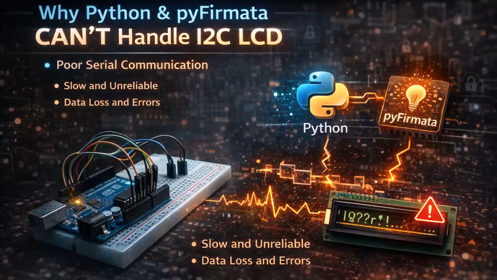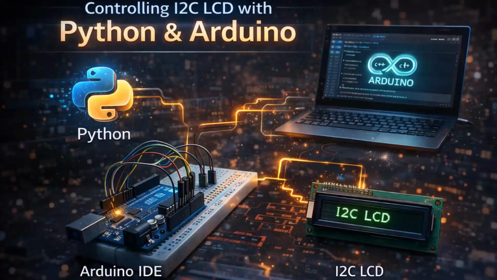This leads to a very important concept. Not everything should be controlled from Python. Instead, we design the system like this. Arduino will handle hardware, LCD, sensors, motors, but Python sends commands and processes the logic. This is exactly how real systems are built. Think of it like this: Arduino is like an embedded controller, and Python is a high-level control system.